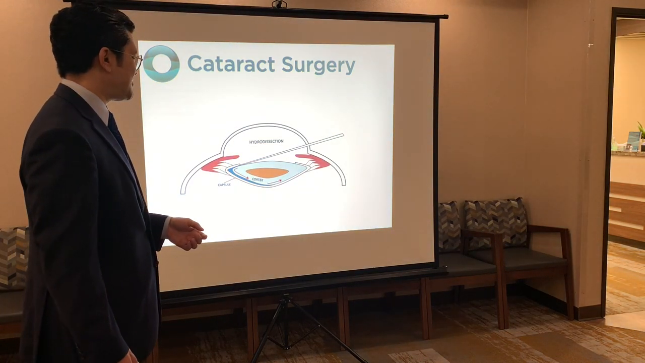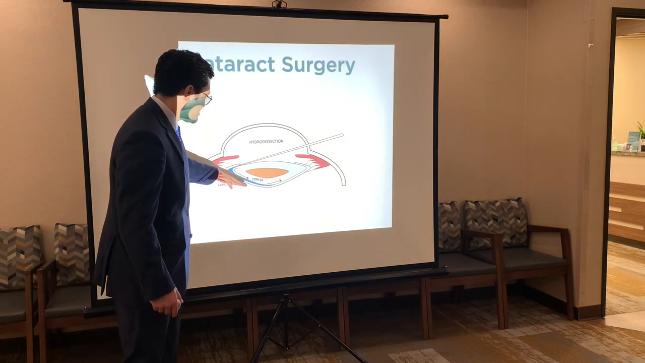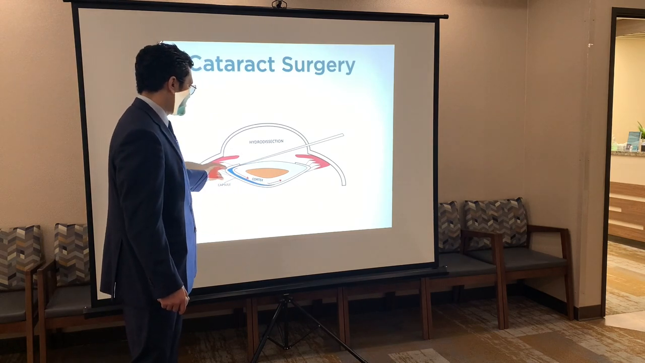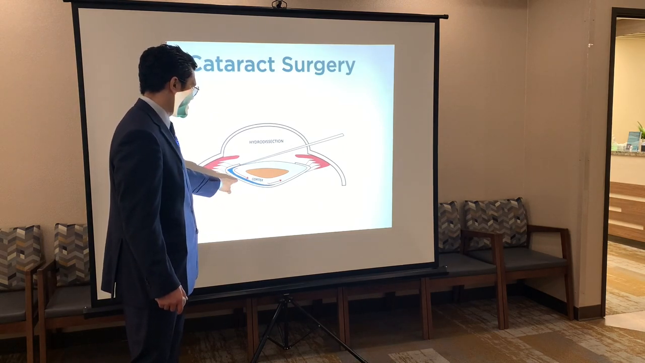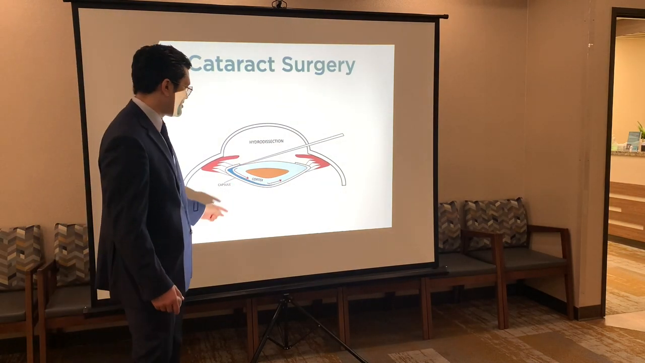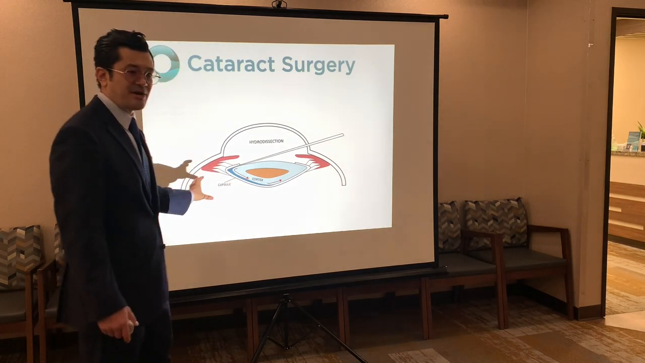Here's kind of a schematic of that. The fluid is going to go around the whole cataract, creating a space, a potential space between the capsule and the cataract. And if you remember, the dense nucleus, that's the core area, and then the cortex is on the outer rim.